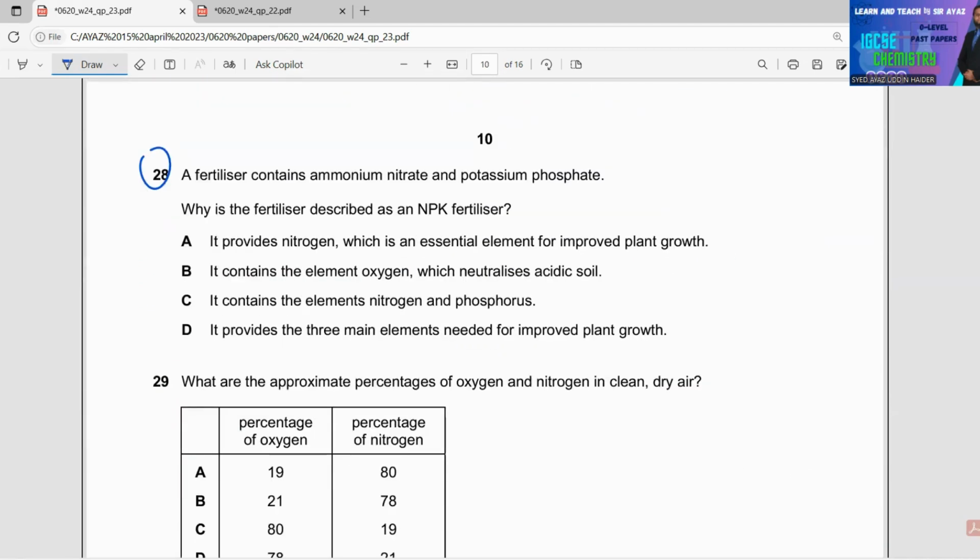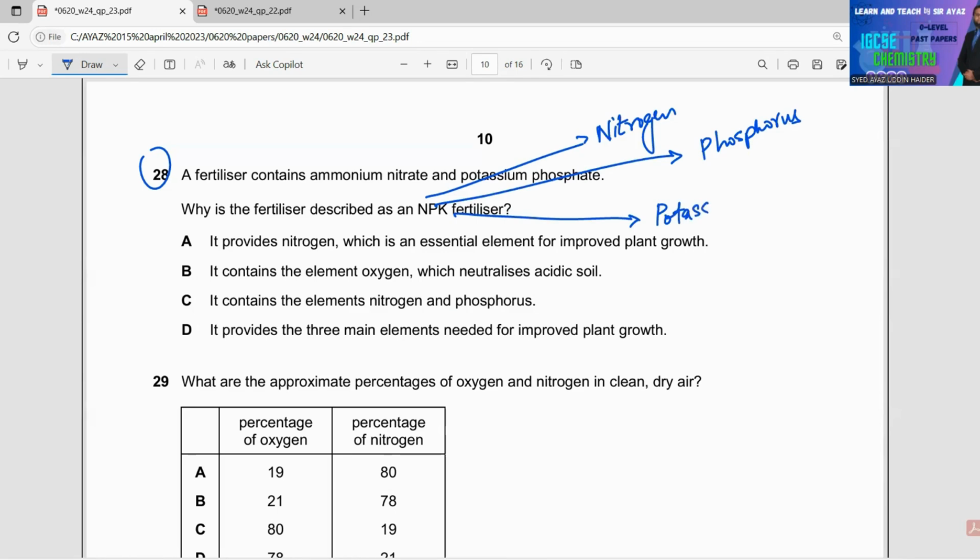28. A fertilizer contains ammonium nitrate and potassium phosphate. Why is a fertilizer described as an NPK fertilizer? N means nitrogen. It provides nitrogen. P means phosphorus. It provides phosphorus. And K means potassium. It provides potassium. It provides the three main elements needed for improved plant growth. So D must be the right answer. Other choices are incorrect.